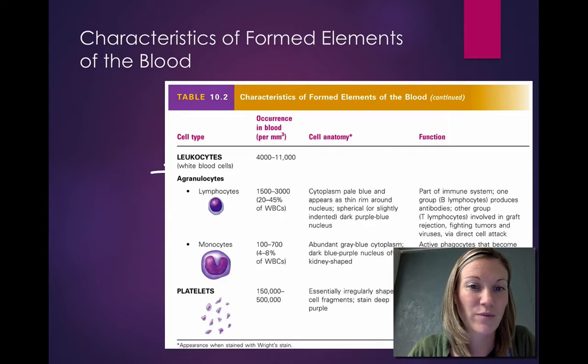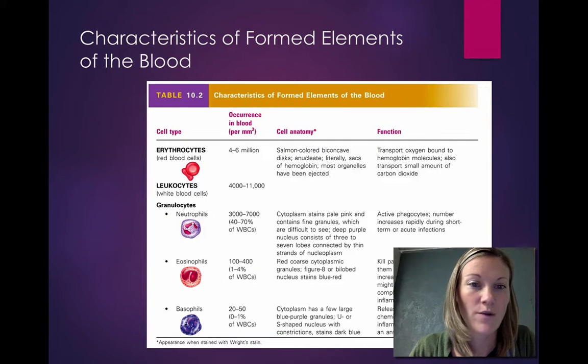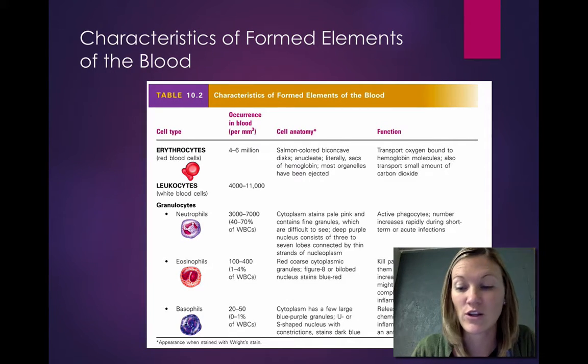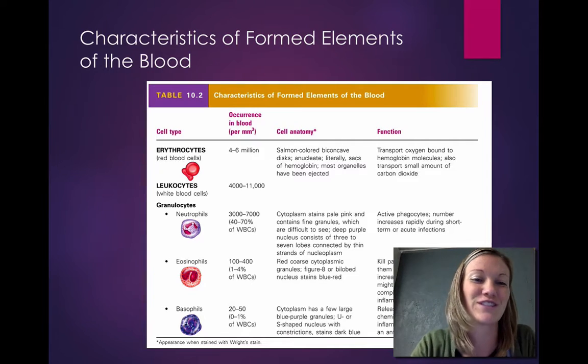Same thing, this will be all of the different leukocytes. So erythrocytes are the red blood cells. The leukocytes are the white blood cells, but they're divided into the granulocytes, which are the neutrophils, the eosinophils, and the basophils, as shown in this slide.